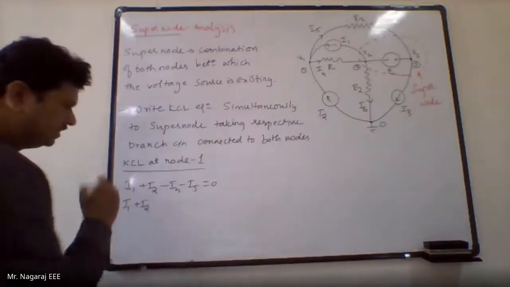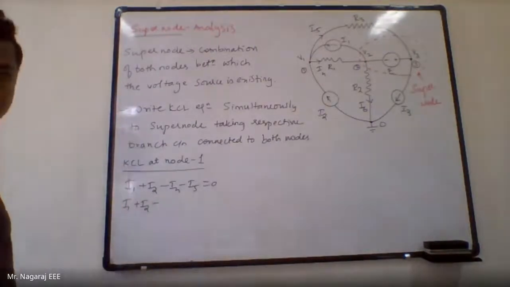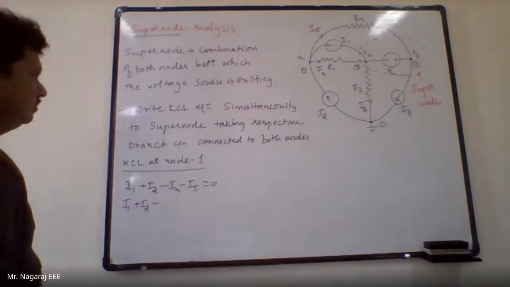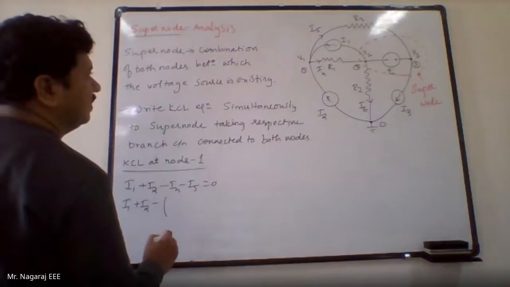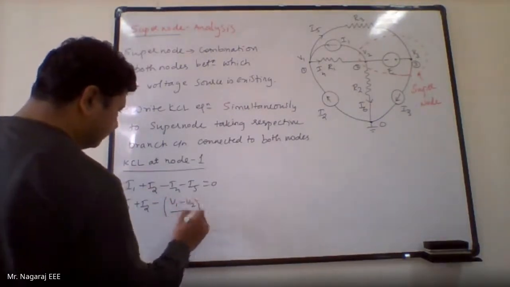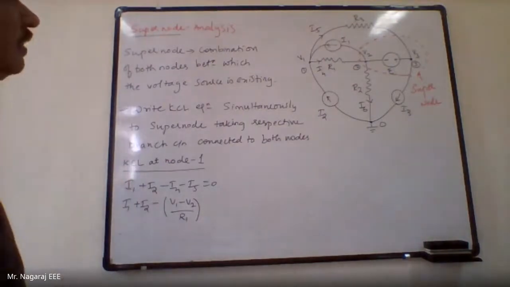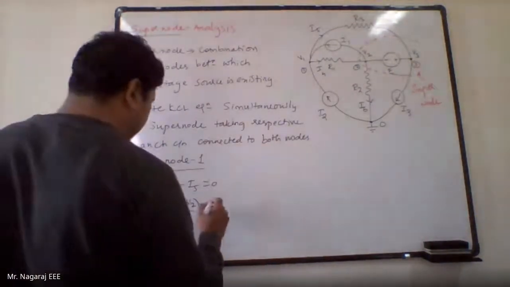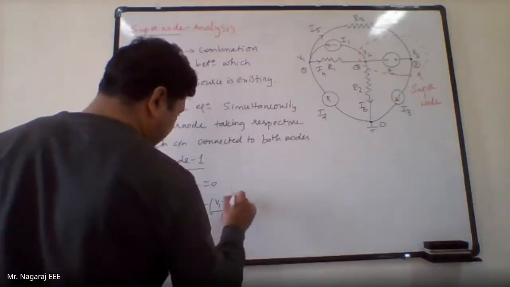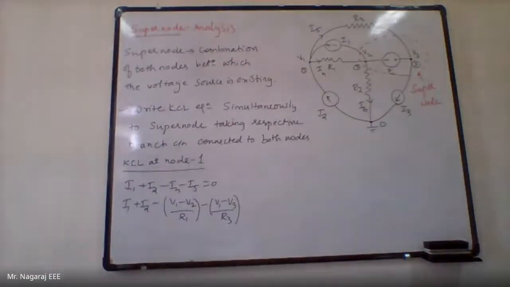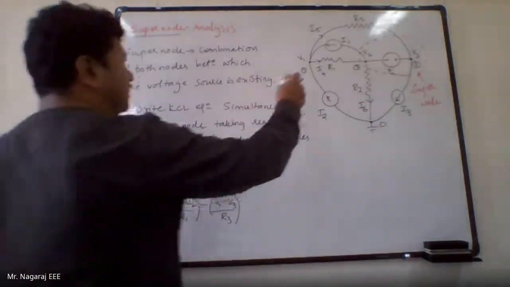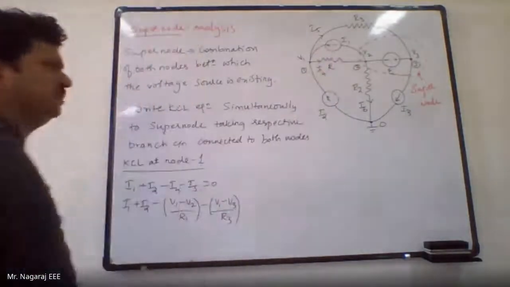I1 plus I2, it is the same, minus I4. It is flowing between node 1 and node 2, so this is (V1 minus V2) by R1. And I5 is between node 1 and node 3, (V1 minus V3) by R3. Because current is from node 1 to node 3, it is V1 minus V3. Because current I4 is from node 1 to node 2, it is V1 minus V2.